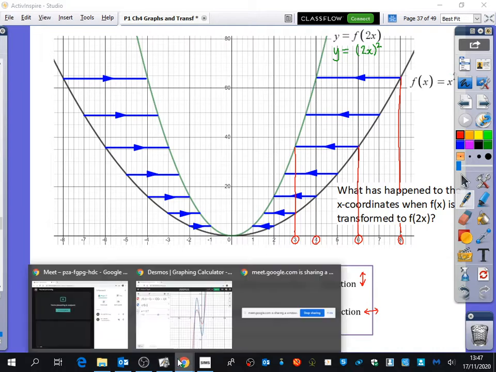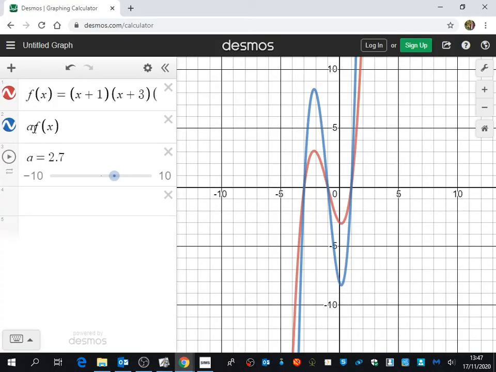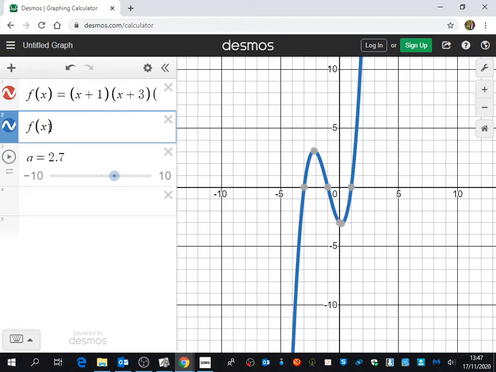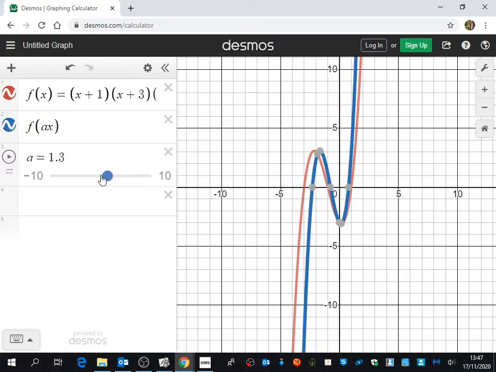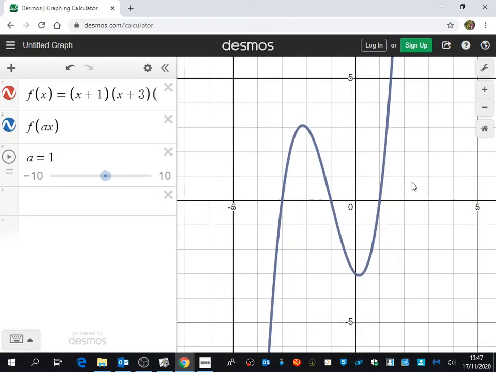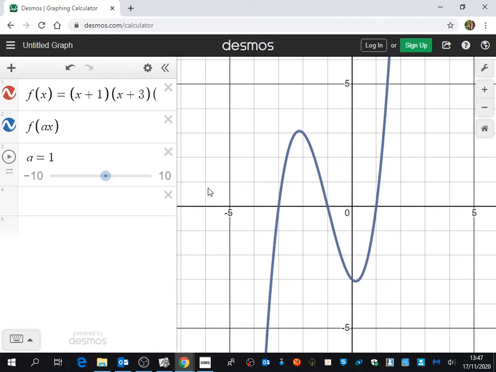So I'm going to go back to this demonstration that we had, and I'm going to change it from af of x to f of ax. And we're going to start off with a being equal to 1, if I can just type that as 1, and we'll zoom in a bit. So as a becomes bigger, what's going to look like is happening to the graph? It's going to move in closer with this central line of the y-axis being the bit that's not going to move.